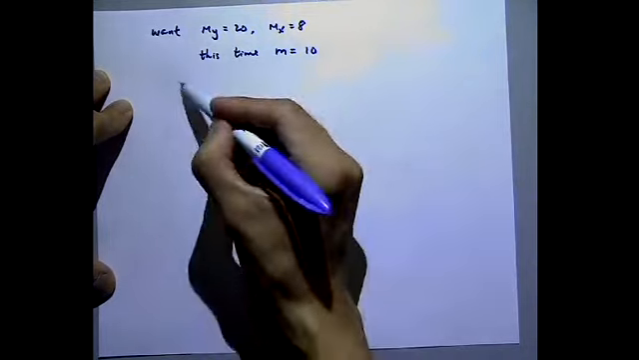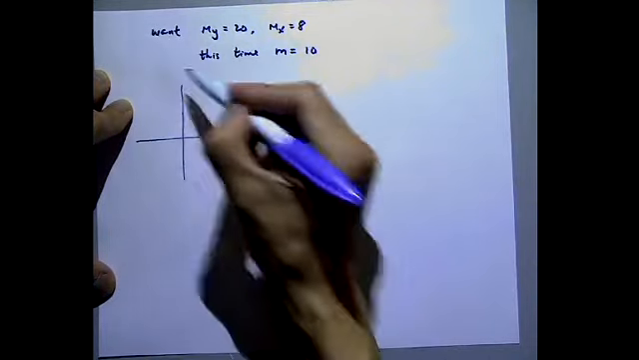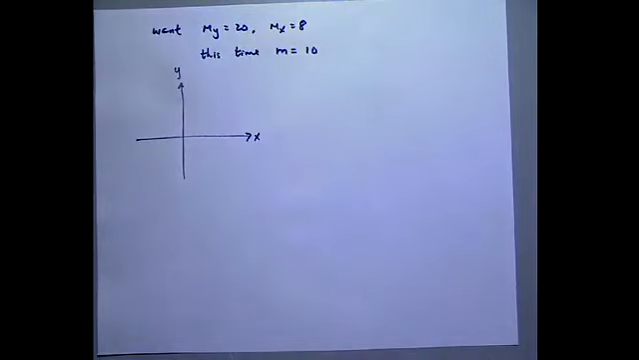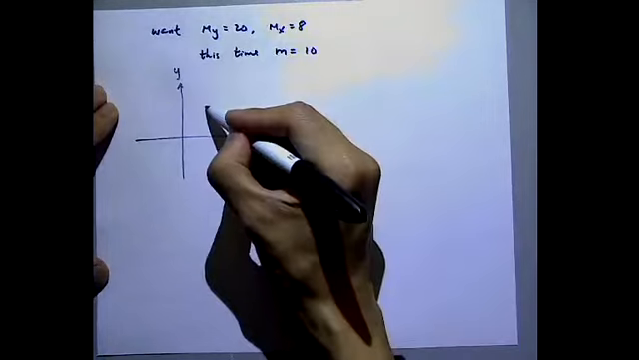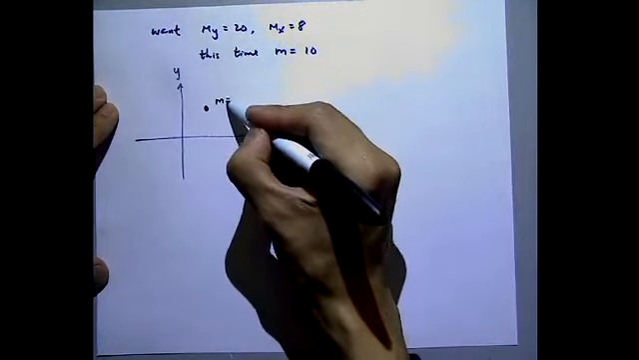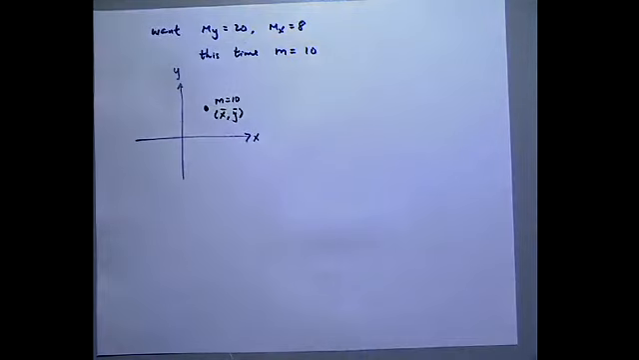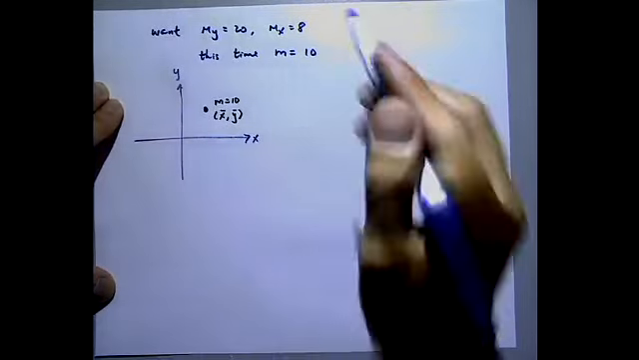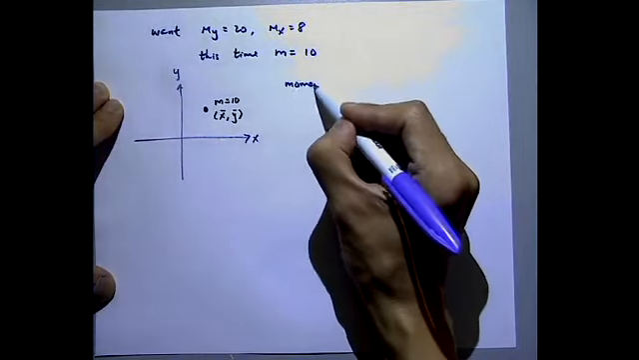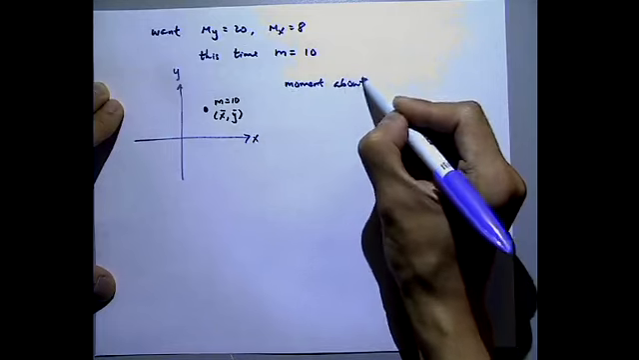And this time the new mass is 10, right? So I really don't know where it's going to be, so I'm going to just kind of randomly put it down. And now I calculate the moment of this one point about each axis.